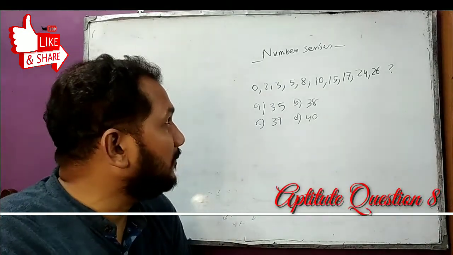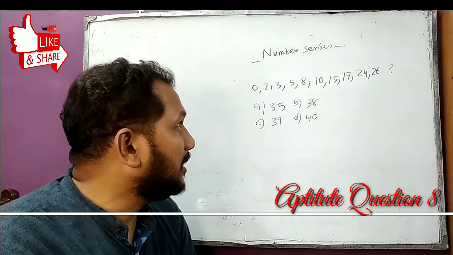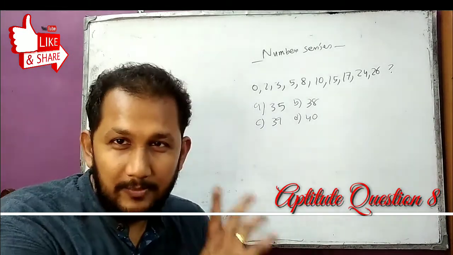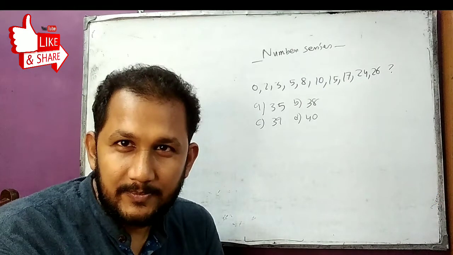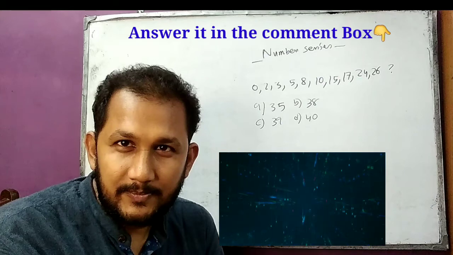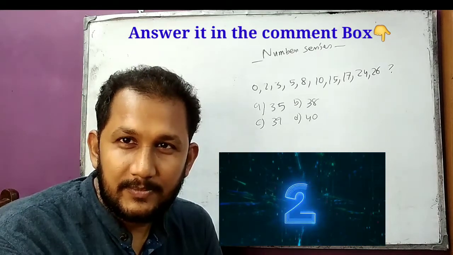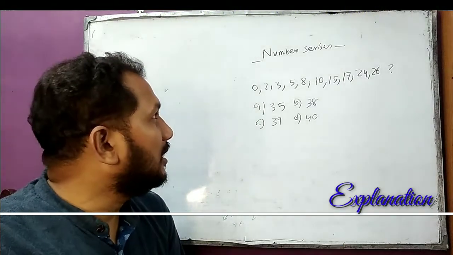0, 2, 3, 5, 8, 10, 15, 17, 24, 26, question mark. Option A is 35, option B 38, option C 39, option D 40. Your time starts now. Answer the question in the comment box in the specified time.